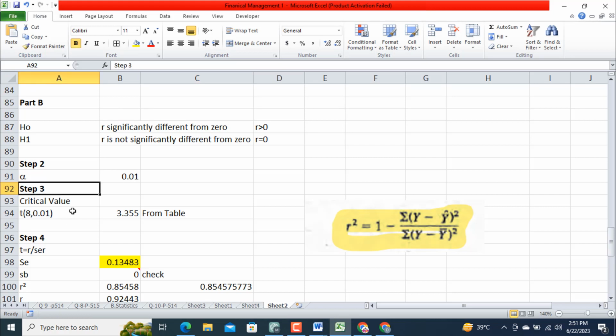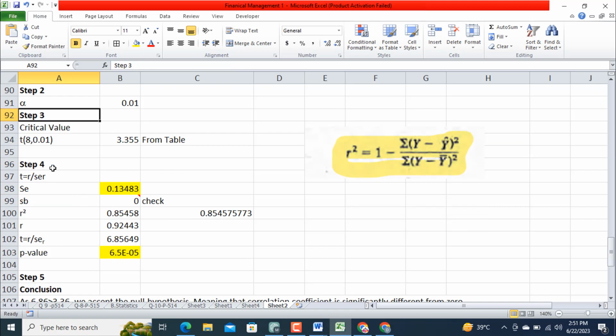We are going to determine the critical value or critical region or acceptance region, T8. 8 is the degree of freedom, which is obtained by 10 minus 2, and 0.01, this is a tabulated value from T tables. 3.355 from the table, I have mentioned it here. Now come to step 4, which is the calculation of the T value, T statistic, where we are going to use the T distribution.